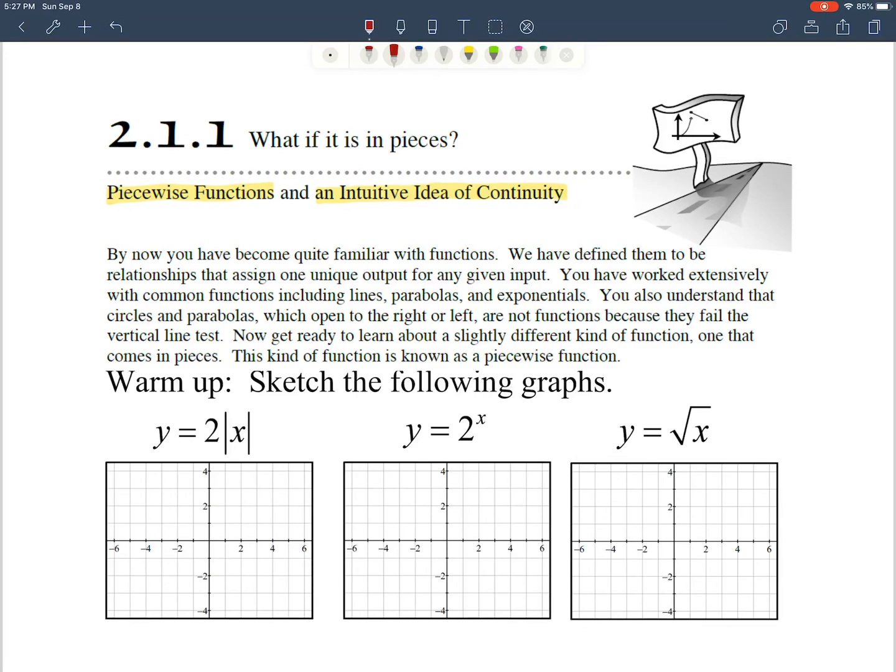This is the start of Chapter 2. In this first section, we're going to talk about piecewise functions and an intuitive idea of continuity. Now I'm going to let you read the paragraph to yourself.